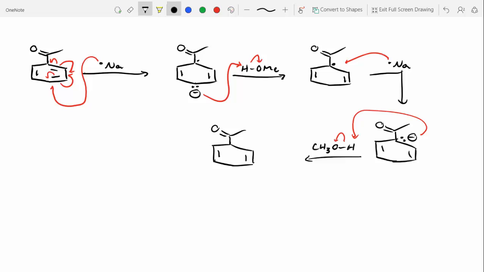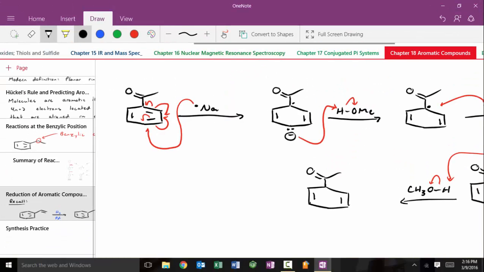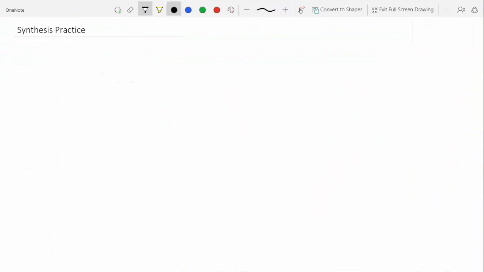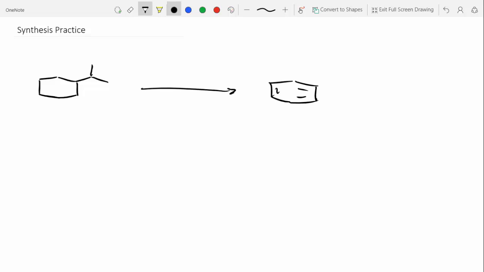Any other questions? Sorry, I thought we'd have more time today. We'll do a quick synthesis practice. So we'll try to make acetophenone from isopropyl benzene. Tricky.